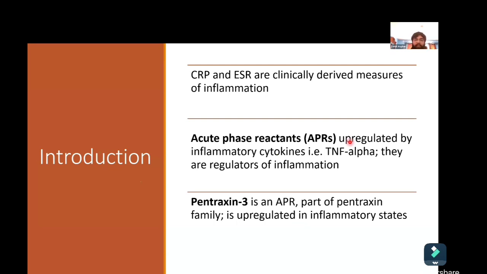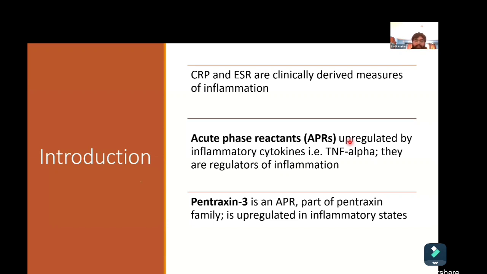Two very commonly used clinical modalities are CRP and ESR. CRP stands for C-reactive protein, and ESR is erythrocyte sedimentation rate. CRP is one of a few acute phase reactants, which are essentially regulators of inflammation. They are upregulated by certain inflammatory cytokines, such as TNF alpha, and are released by other inflammatory cells, such as macrophages, monocytes, and endothelial cells as well. Their concentrations correlate with the degree of inflammation.